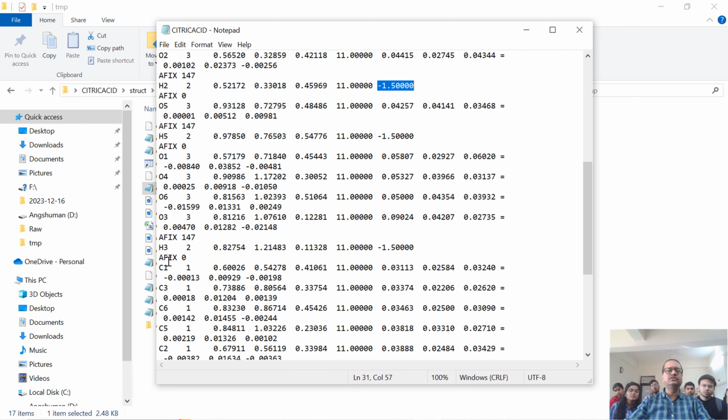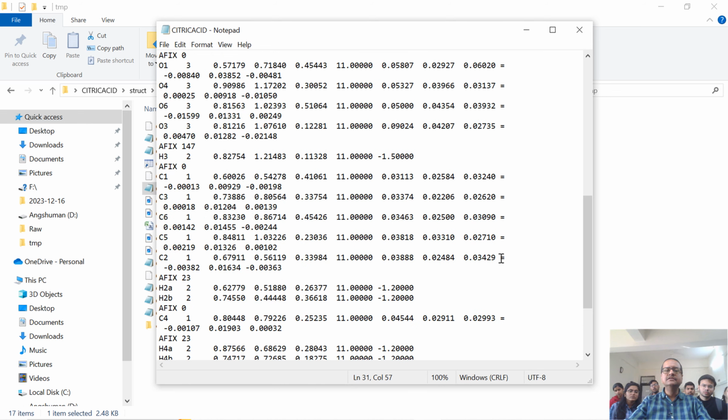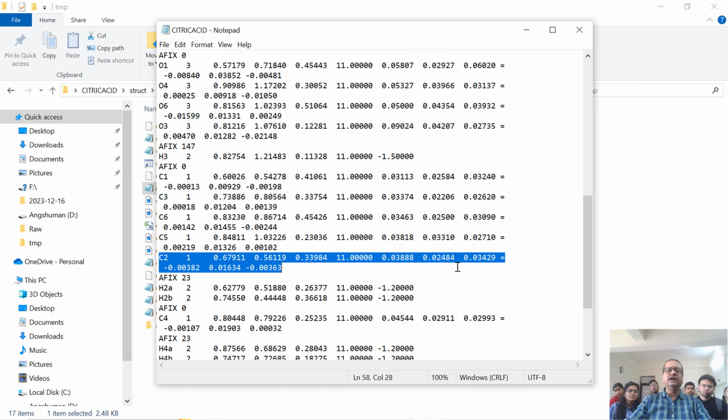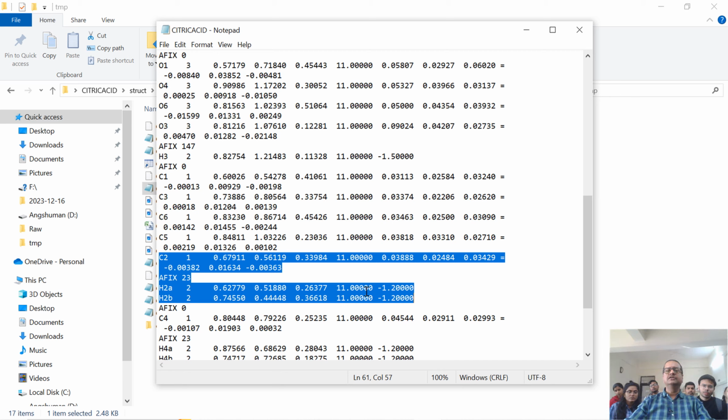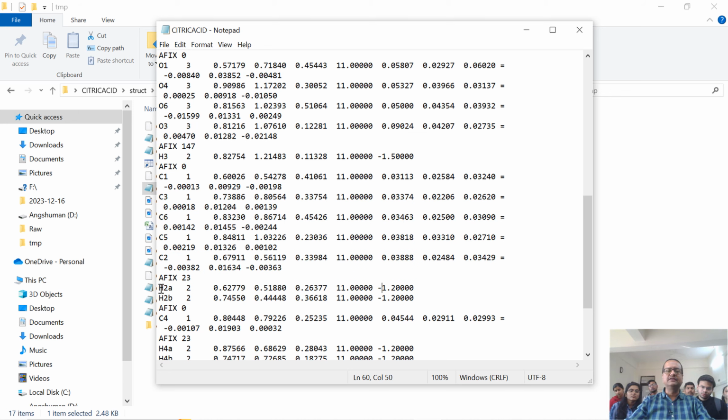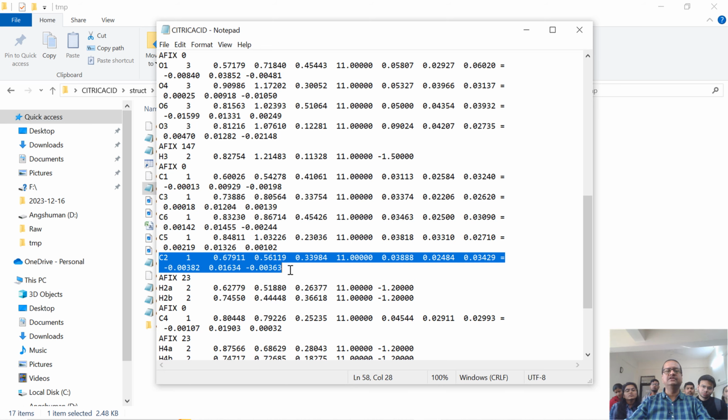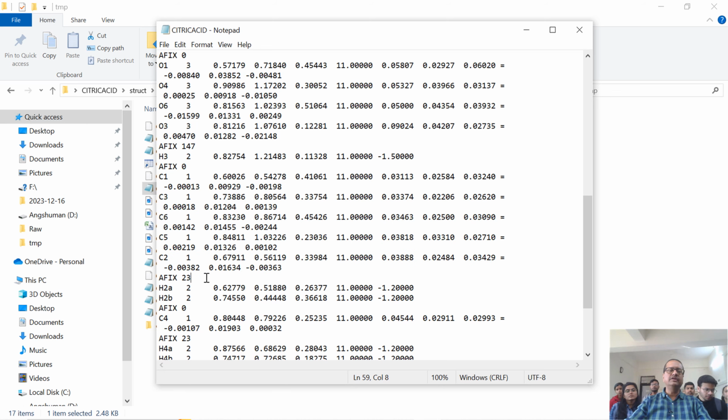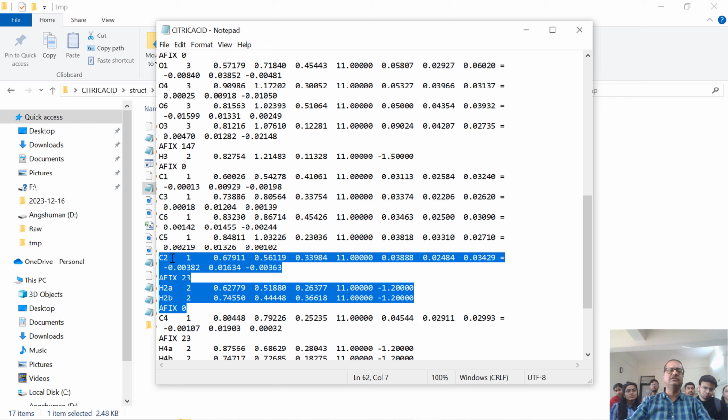When it is connected to a carbon, you see this carbon, along with that it has two hydrogens. So those two hydrogen, the thermal parameter is written as minus 1.2, which means the thermal parameter of that hydrogen is assumed to be 1.2 times the isotropic thermal parameter of this particular carbon atom. So when you fix hydrogens, the hydrogens are associated with the corresponding element on which it is sitting. It is numbered as H2A and H2B.